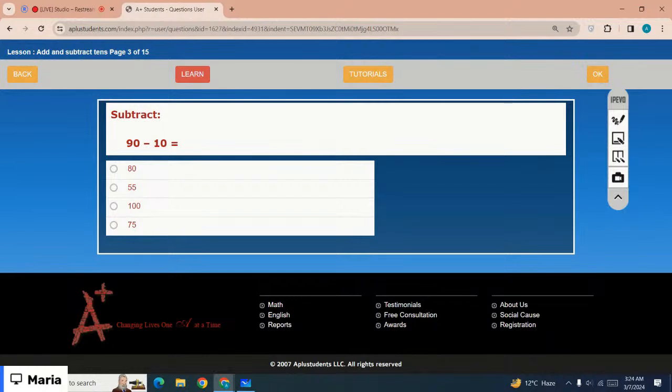Subtract 90 minus 10. So which is the correct option? Yes, 90 minus 10 is 80. The correct option is 80. Option number 1 is the correct option.